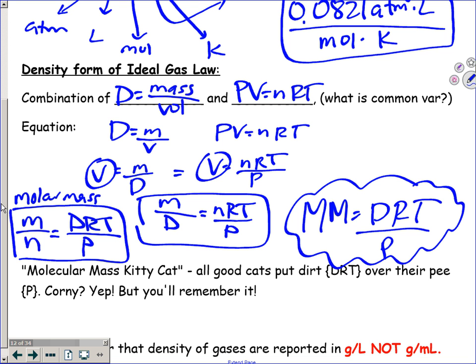Okay, so this is the one that I would be putting a circle around, because this is the one that we'll be utilizing more often than this one or this one. It's just how we derive it down. All right, so that's a new equation for us.